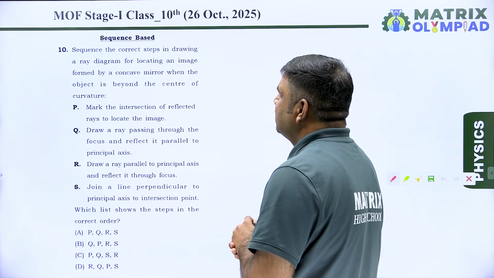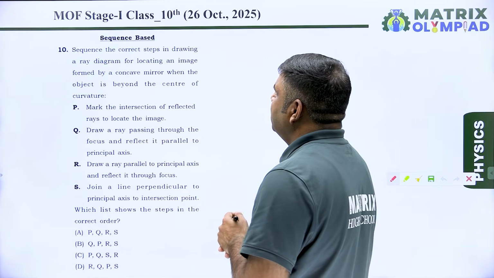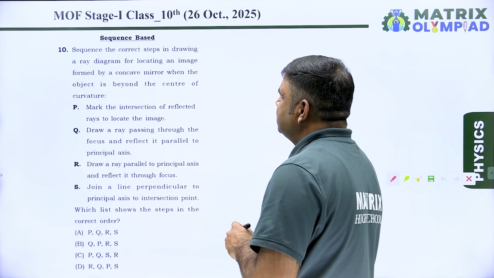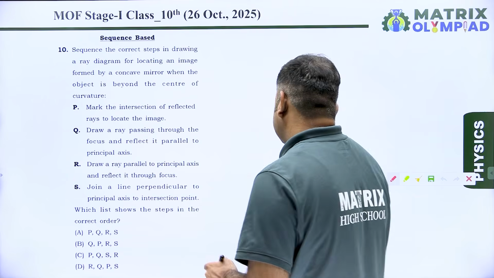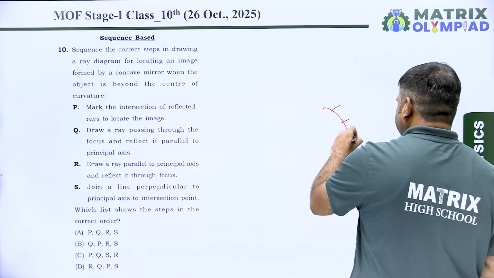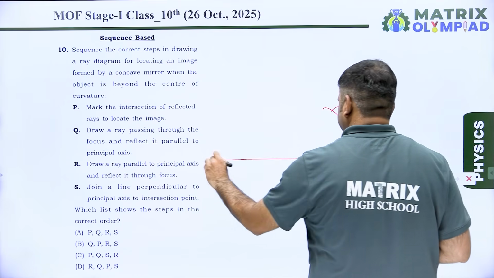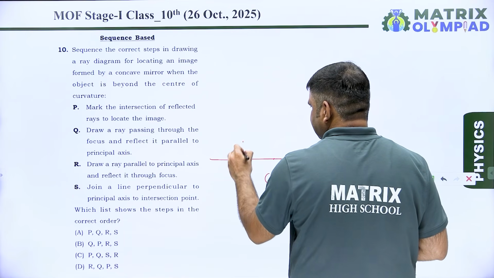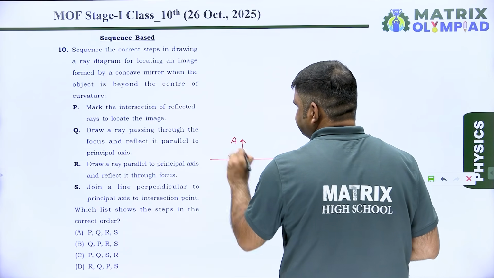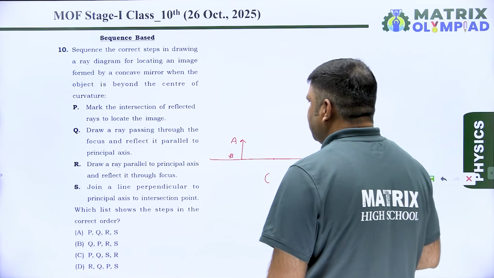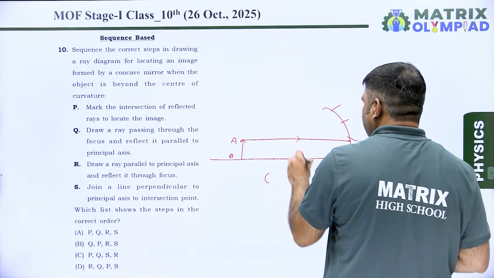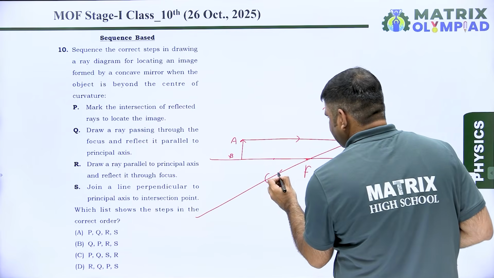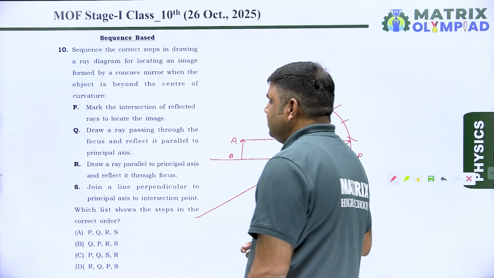Sequence based question: the correct steps in drawing a ray diagram for locating an image formed by a concave mirror when the object is beyond the center of curvature. This is a concave mirror, with P, F, C, and beyond C we have placed an object AB. First we draw a line parallel to the principal axis, and after reflection it passes through the focus. This is the first in the sequence.